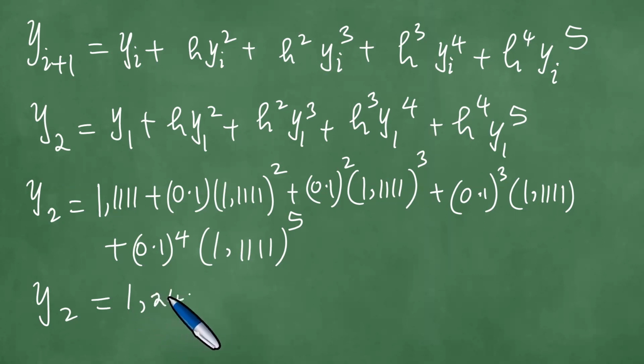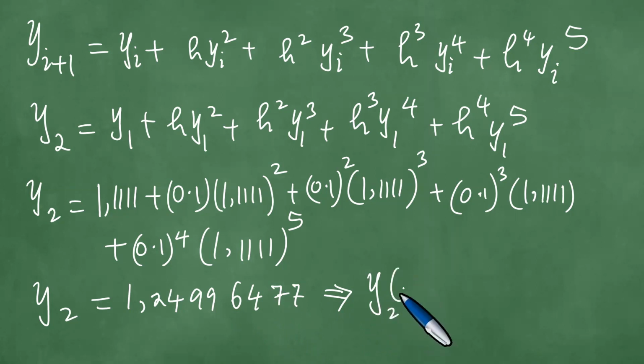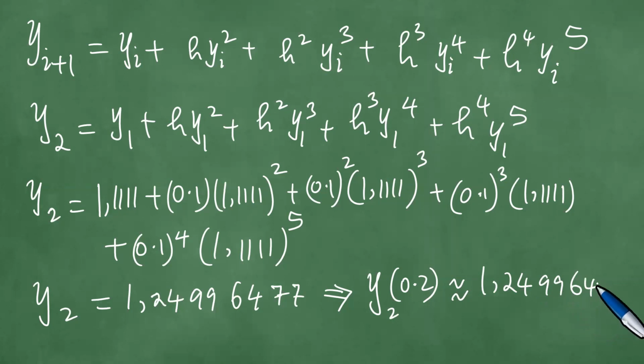It's 1.2499 6477. Okay, this is the answer that we got. But what is the meaning of these? Well, it means therefore that we are dealing with the Y2, but it is an estimate of the next step 0.2 because we have 0.1, and it means therefore honestly it is an approximate value because there is a truncation error between this one and the most exact value obtained by using the exact solution. But this one is merely an estimate of the answer.